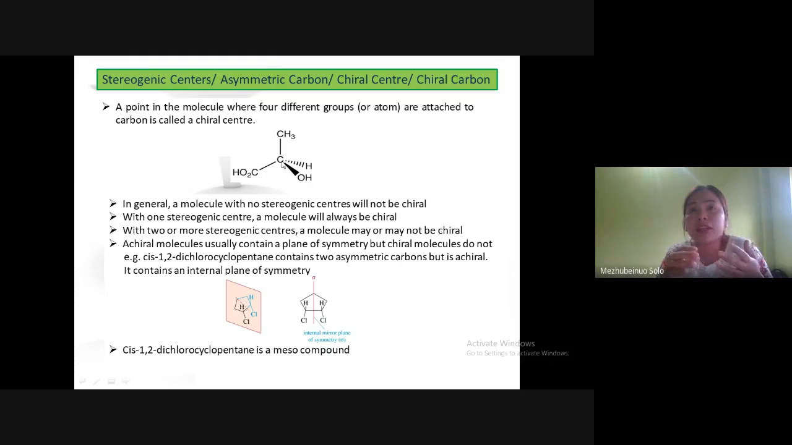And when our molecule has two or more chiral centers, then it may or may not be chiral. So let us see the example here. I have given cis-1,2-dichlorocyclopentane. See, in this molecule we have two stereogenic centers, these two carbons. But we also observe that there is an internal plane of symmetry in this molecule. That is, the molecule is a mirror image of itself. So this type of molecule is said to be achiral and is called a meso compound.